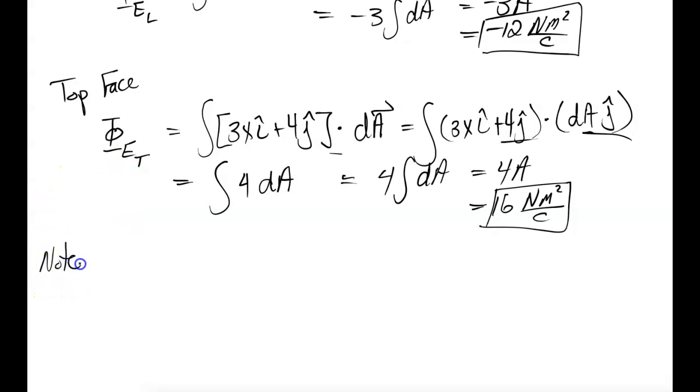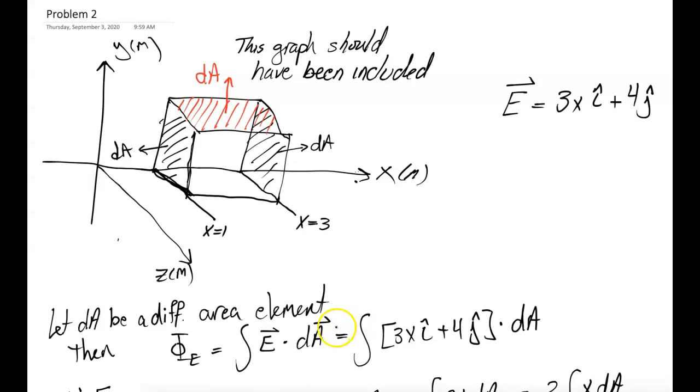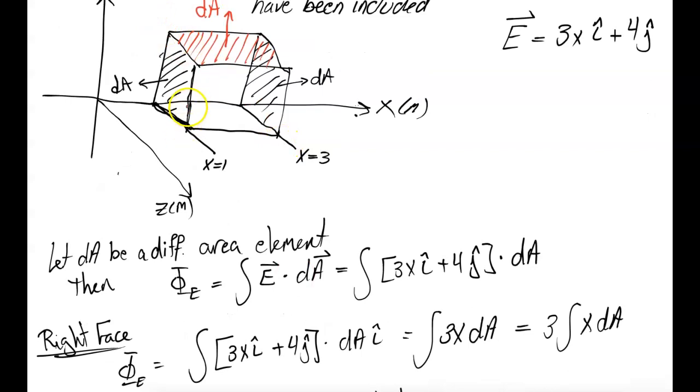Note, since the j component of E is constant, then the flux through the bottom surface is also going to equal 16 Newton meter squared per coulomb, but it's going to be negative because, again, if I draw this in red, it's going to be this surface now, and dA now is pointing in the negative y direction.